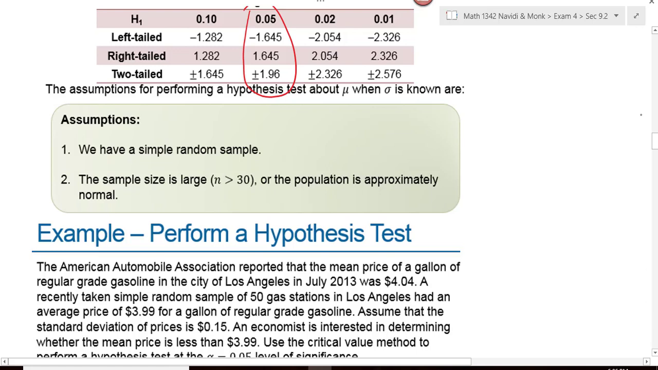The assumptions for using the normal distribution to do a test of hypothesis are going to be the same as they were in Chapter 8 when we were doing confidence intervals. We have to have a simple random sample, and either the sample size is large or the population is approximately normal. You only need one of those two. If you have a small sample, you better have a normally distributed population. Otherwise, you can't do it.